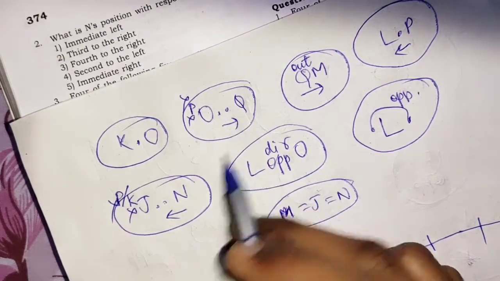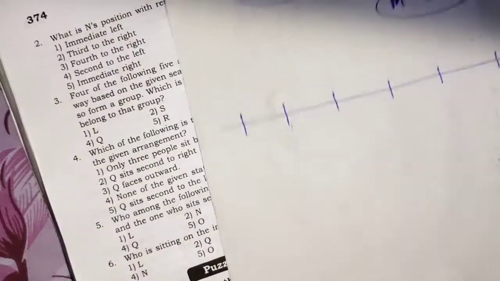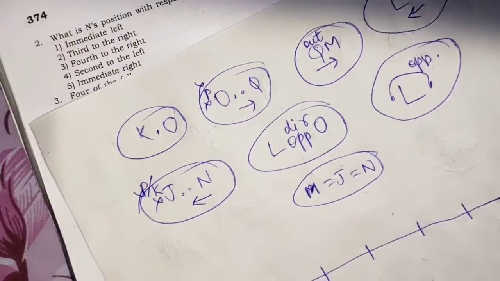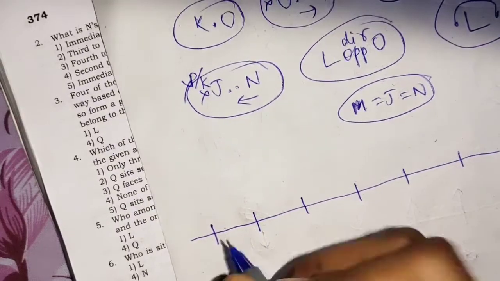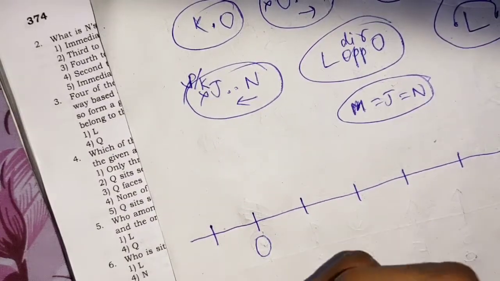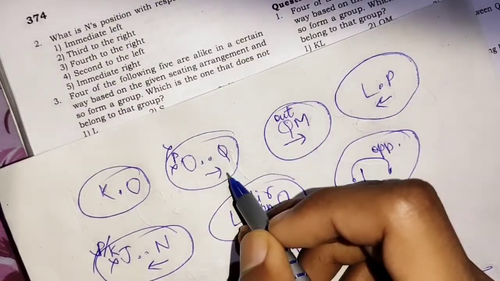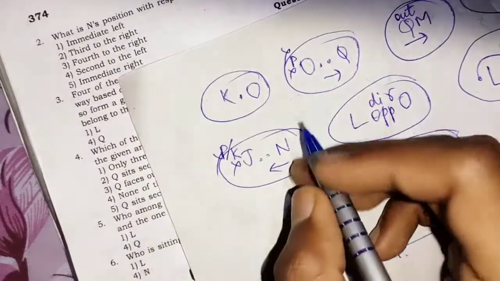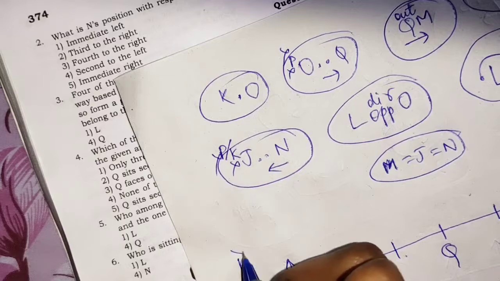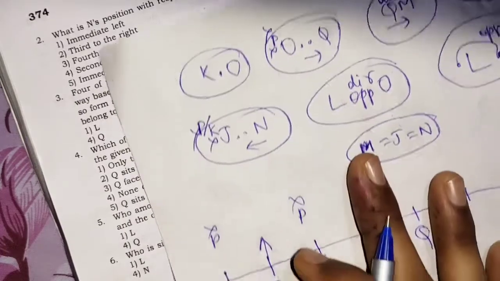With this point we can start, because no other point is more relevant. So we will put O somewhere. Let's suppose we put O here, and we will take its direction upward, and Q is third to the right of O. So first right, second right, and Q will be placed here. And P is not an immediate neighbor of O, so P can't be placed here.